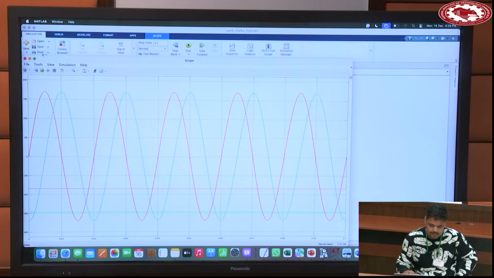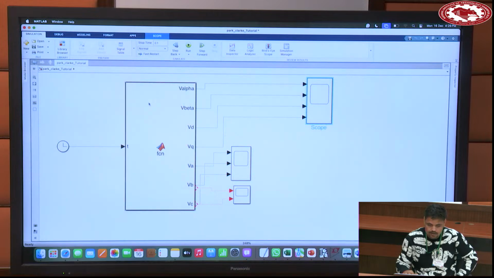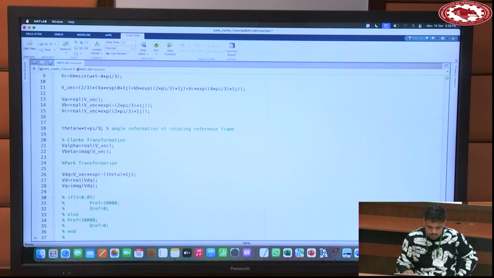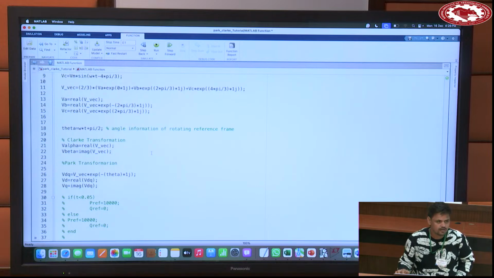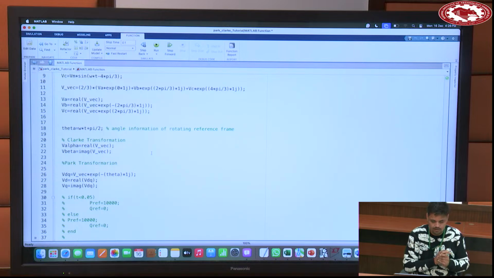Agree? Let's keep 90 degrees, plus pi by 2. What do you think? VD will be negative. VD will be the negative of the peak, and VQ will be 0. Agree? Please think and converge to a particular point. VD 0? No.